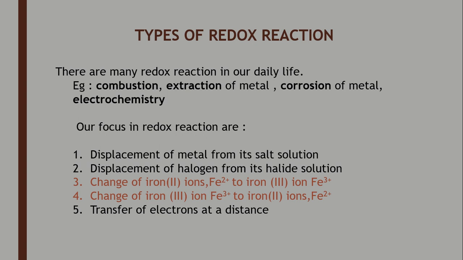Okay, so in the previous lesson we have learned the two reactions. They are the displacement of metal from its salt and displacement of halogen from its halide solution. So today we are going to learn the third and the fourth reaction, which is the change of iron 2 ions to iron 3 ions and vice versa.